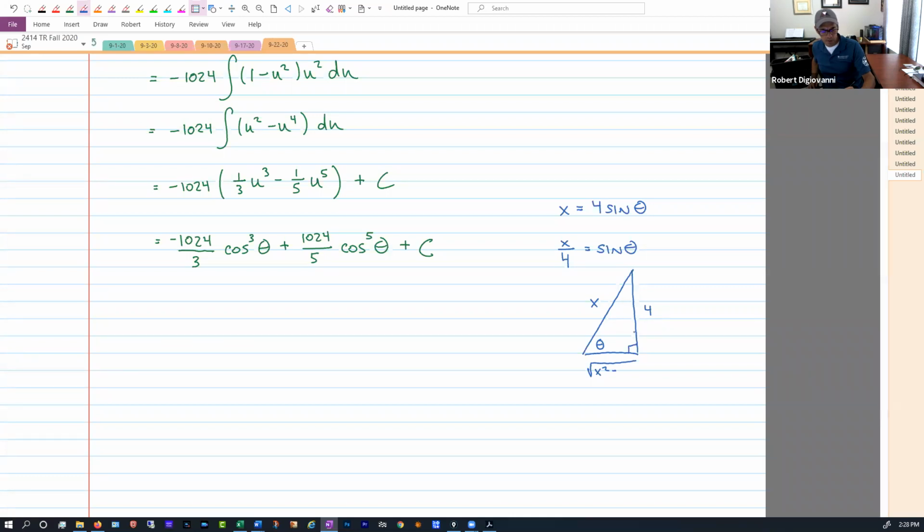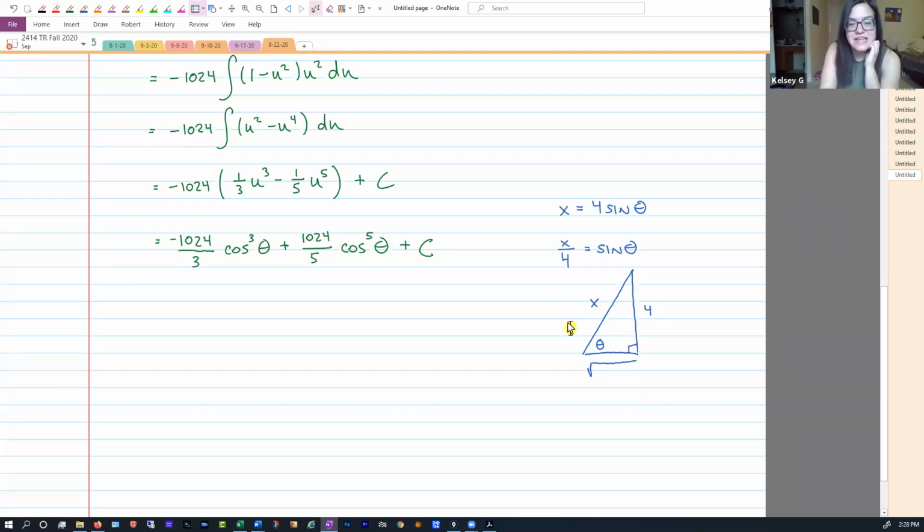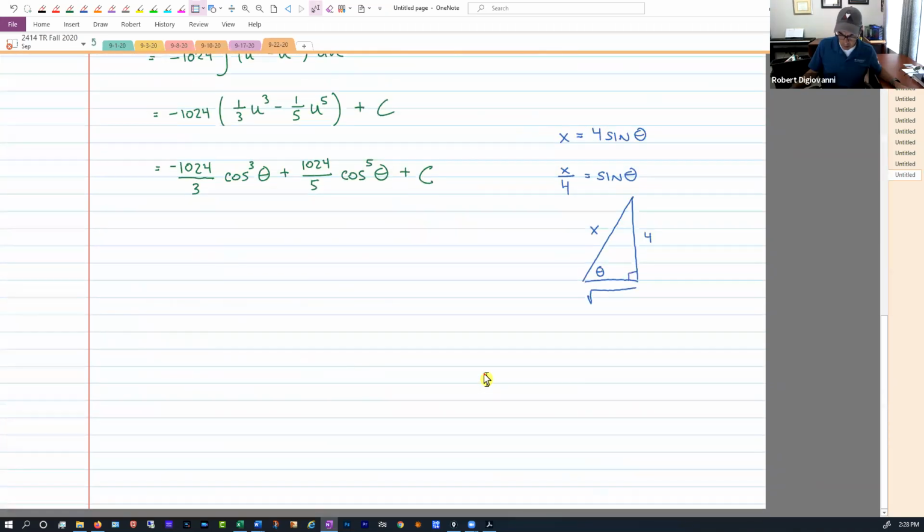Hold on a second. Sine. The opposite is x. Yeah, I switched. I just had a complete brain fart. I don't know why I put 4 on the opposite side. Okay, that's x and that's 4. Opposite over hypotenuse. I said it, I just wrote it wrong. And that means this side is the square root of 16 minus x squared.